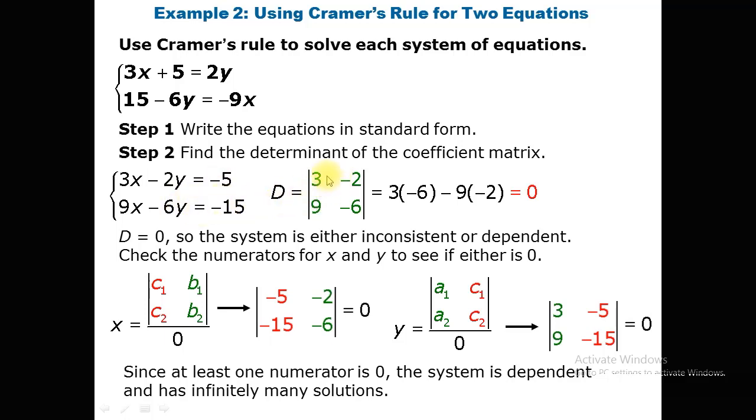This is the coefficient matrix, containing the entries 3, minus 2, 9, minus 6. The determinant of this coefficient matrix is 3 multiplied by minus 6, minus 9 multiplied by minus 2. 3 sixes are 18 and 2 nines are 18. Minus 18 plus 18 is equal to 0. So dear students, since in this system the determinant of the coefficient matrix is 0, the system is either inconsistent or dependent. Check the numerators of x and y to see if either is 0.